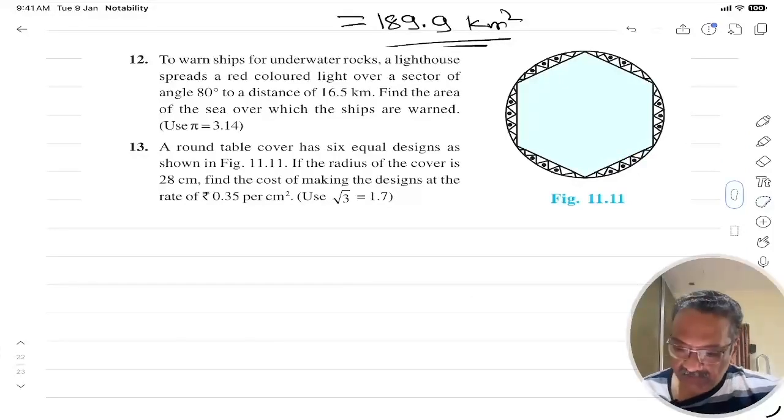Okay, question number 13. What does it say? There is a round table cover. It has 6 equal designs as shown in figure 11.11. If the radius of the cover is 28 centimeters, find the cost of making the designs at the rate of 0.35 rupees per centimeter square.